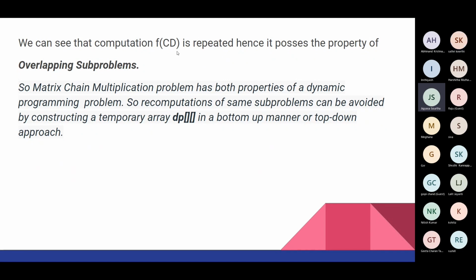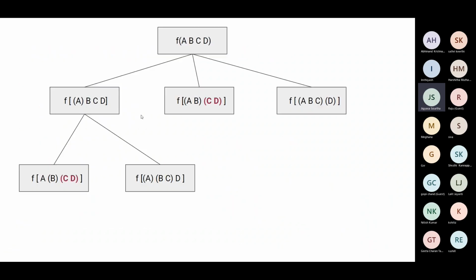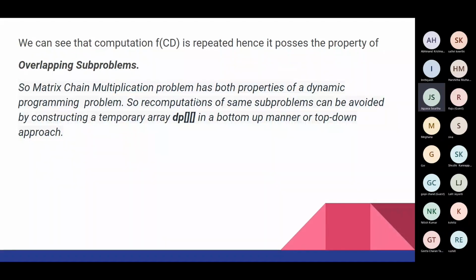So as it has both the optimal substructure property and the overlapping subproblem property, dynamic programming will work here. You can calculate the answer to this problem by constructing a temporary array, either computing it in a bottom-up manner or in a top-down approach. So yeah, that's all.